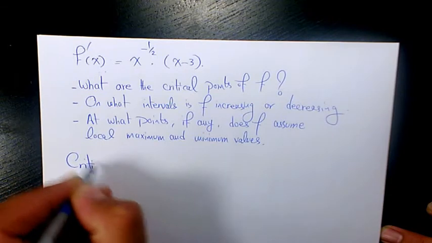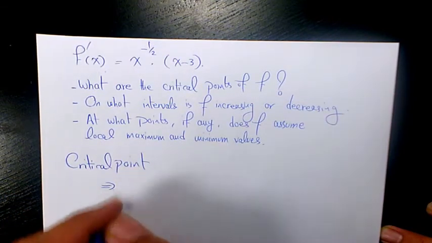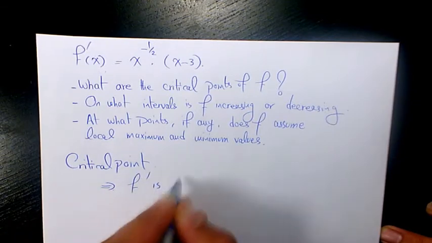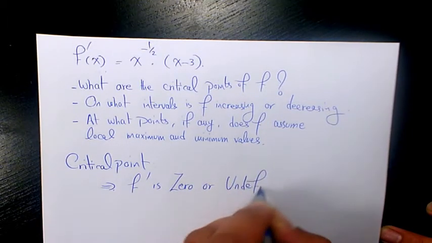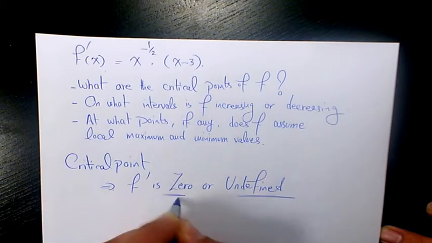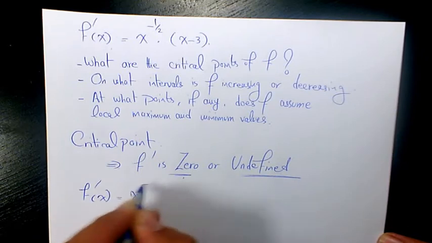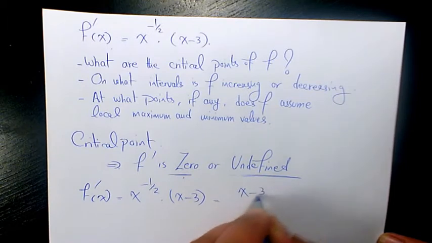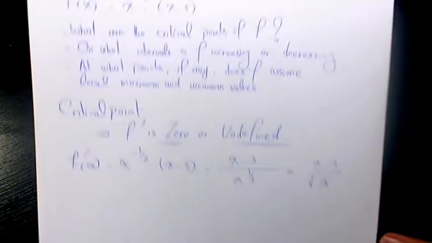By definition, we know a critical point is the point in the domain of function f where f prime is 0 or undefined. Here we have f prime x equals x to the power of negative 1/2 times x minus 3, which you can write as x minus 3 over x to the power of 1/2, which will be x minus 3 over square root of x.